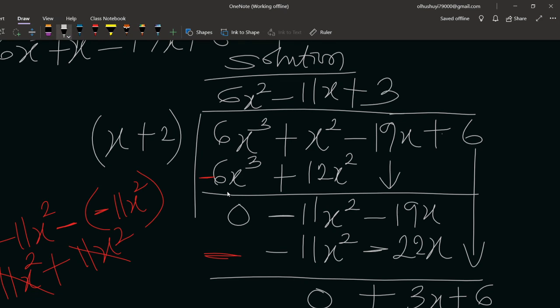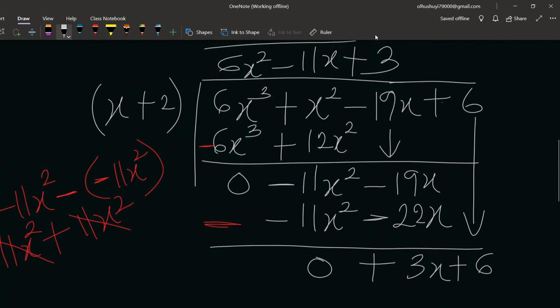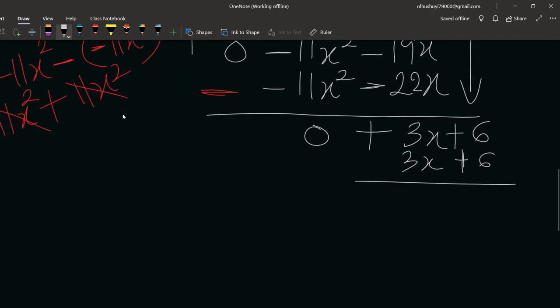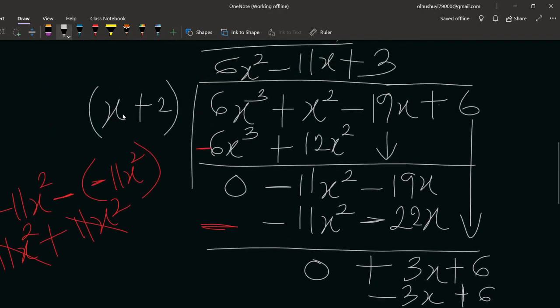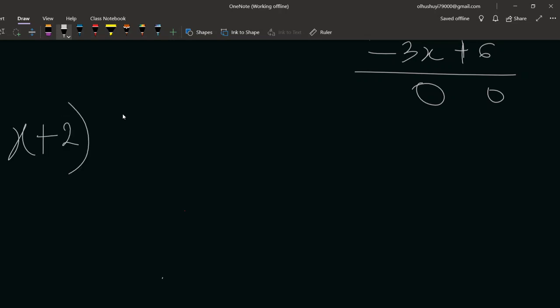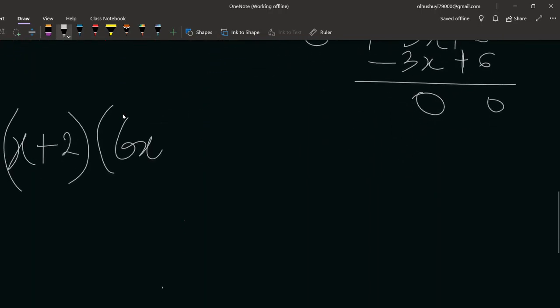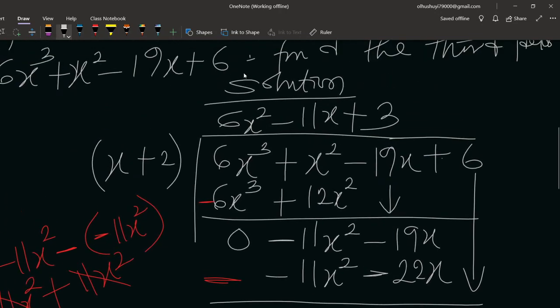So you have that, then you multiply again. 3 times x, have 3x plus 3 times 2, you have 6. Do you get that? In our subtraction, you subtract this, 3x take away 3x, 0, nothing is left now. So what do we have now? We have 6x squared minus 11x plus 3. So we have x plus 2, and 6x squared minus 11x plus 3. So now this times this will give us the whole polynomial.